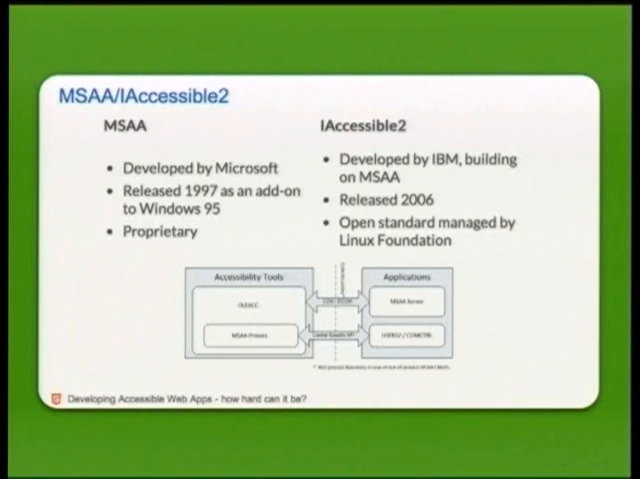All right, so the next API is MSAA and iAccessible 2. MSAA was originally developed by Microsoft and released as an add-on to Windows 95. It's a proprietary standard. iAccessible 2 was developed by IBM to build on that standard, to acknowledge the fact that applications have come a long way since 1997. They're a lot more sophisticated, a lot more complicated. It came out in 2006 and was handed over to the Linux Foundation as an open standard. The basic idea, which I don't really understand that well, is that you have this OLEACC DLL that manages the communication with the MSAA server. The term server is used for the application in that it is serving UI information to the accessibility technology.